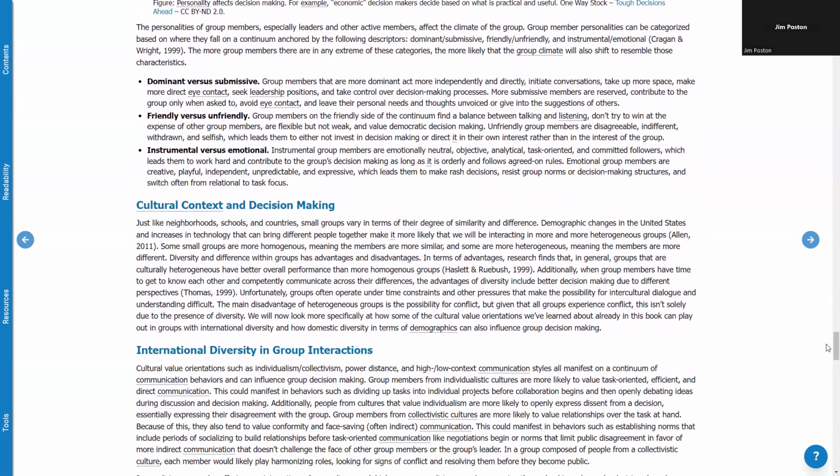Friendly versus unfriendly. Group members on the friendly side of the continuum find a balance between talking and listening, don't try to win at the expense of other group members, are flexible but not weak, and value democratic decision-making. Unfriendly group members are disagreeable, indifferent, withdrawn, and selfish, which leads them to either not invest in decision-making or direct it in their own interest rather than in the interest of the group.